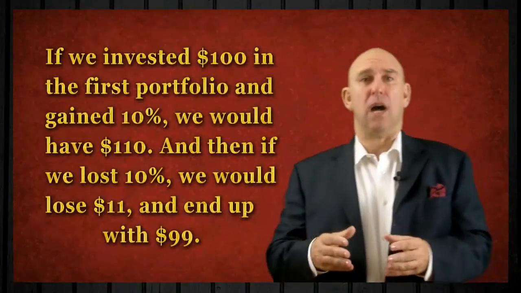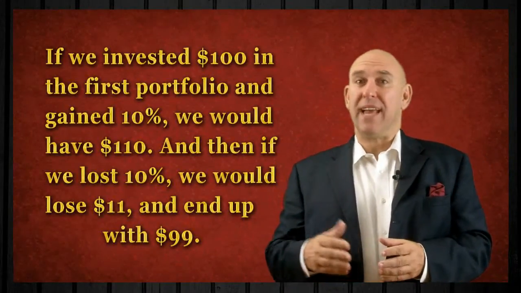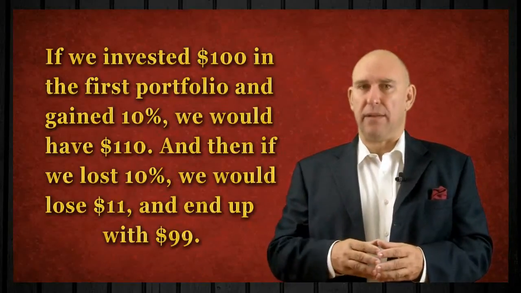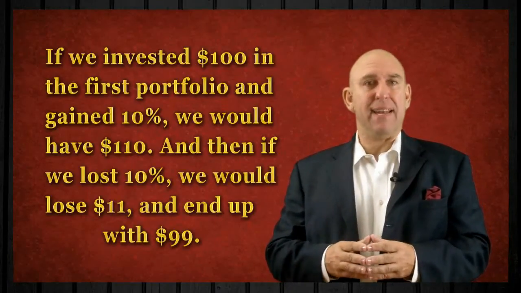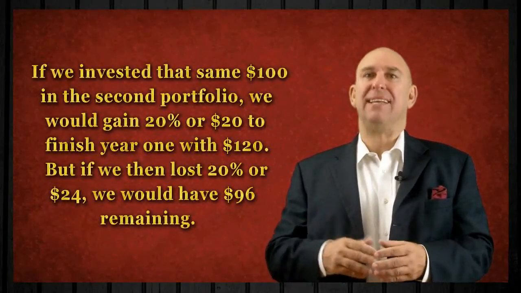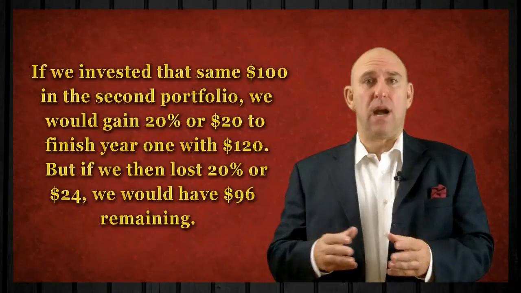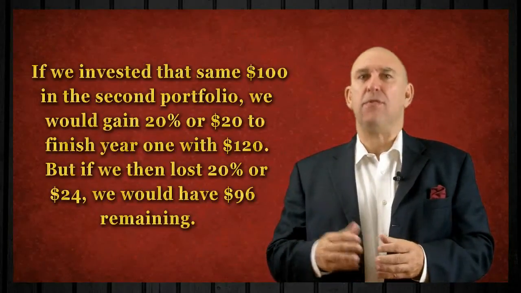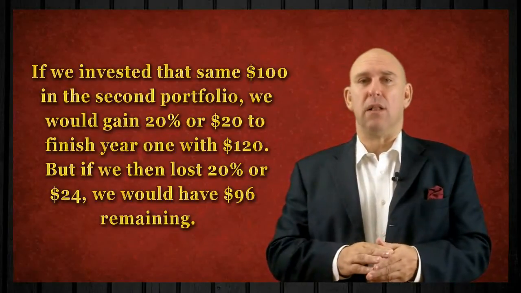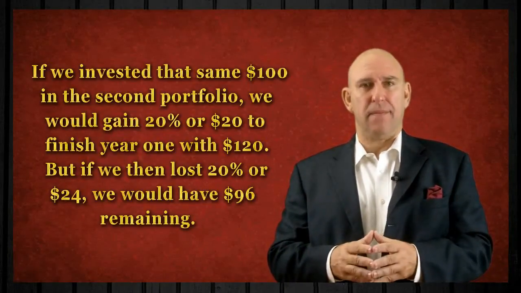If we start with $100 and gain 10%, we've gained $10 and have $110. If we then lose 10%, we'll lose $11 and end up with $99. If we have the same $100 and gain 20%, we'll gain $20 and have $120. But if we lose 20% of $120, we'll be losing $24 and we'll have $96 remaining.